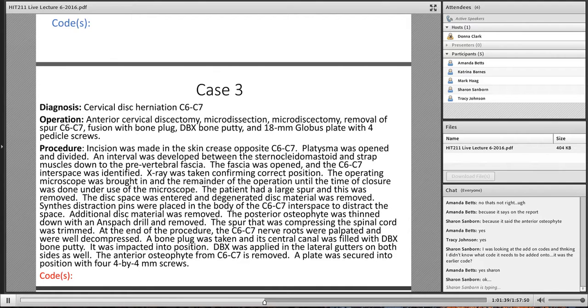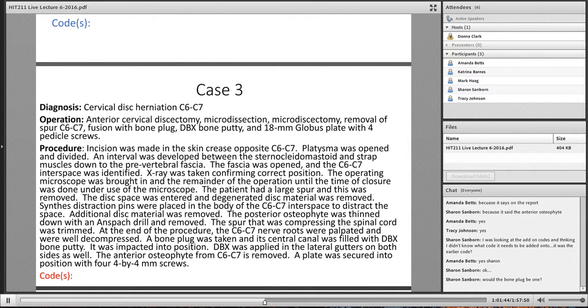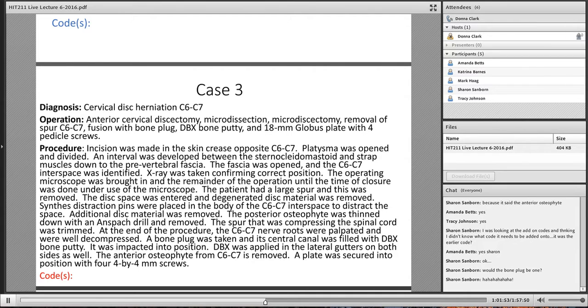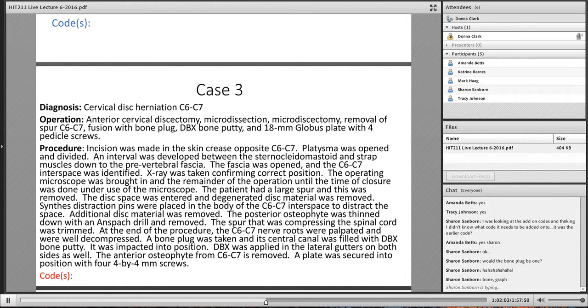That's also important because that means another code. Yes, it would, Sharon. You're so smart. Yes, that is a bone graft. So how do you think we're going to look that up? Okay, I think that's good. Let's try bone graft. That makes sense, at least to me, it makes sense.